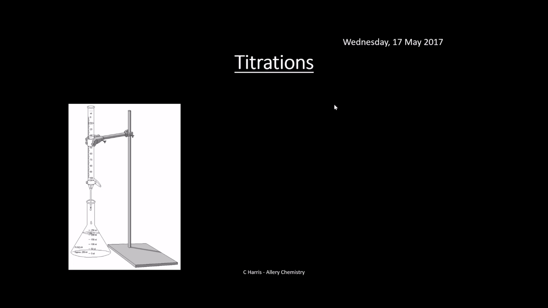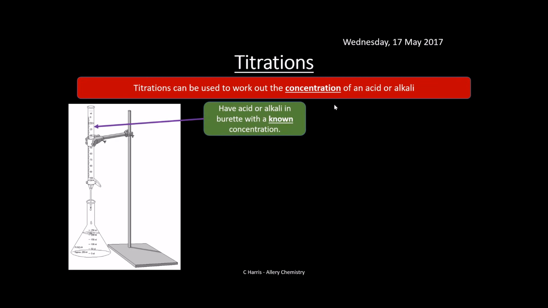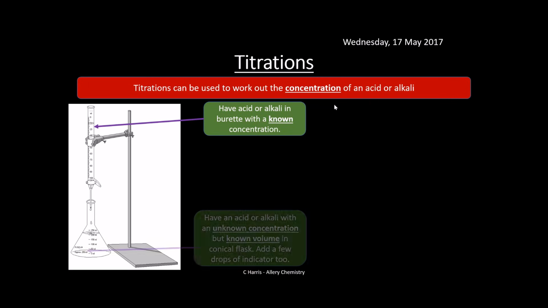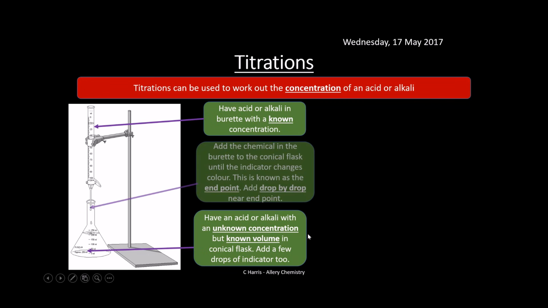Okay, so let's use this standard solution. Obviously, we use it in titrations. Titrations can be used to work out the concentration of an acid or an alkali. Now, we have an acid or an alkali in the burette with a known concentration in here. That is your standard solution. That's what you've just made. Now, if we titrate that against something with an unknown concentration but a known volume, then we can work these things out. So what we're going to do is add a few drops of indicator in there as well.